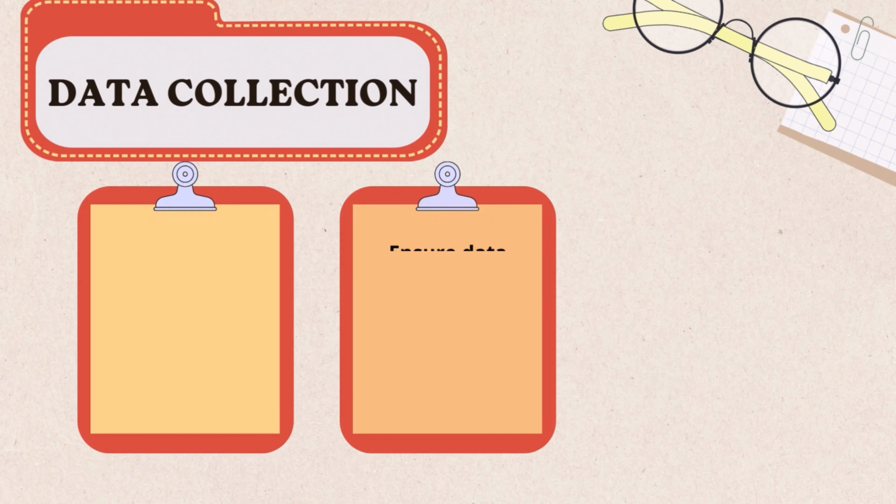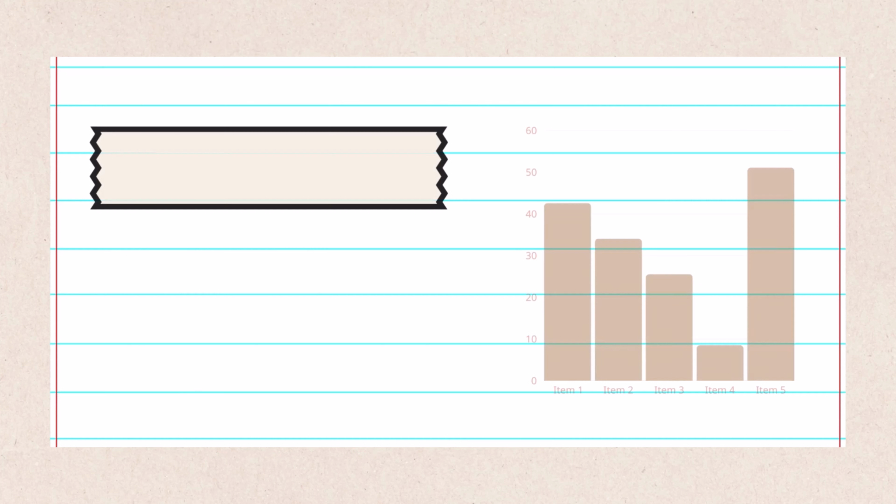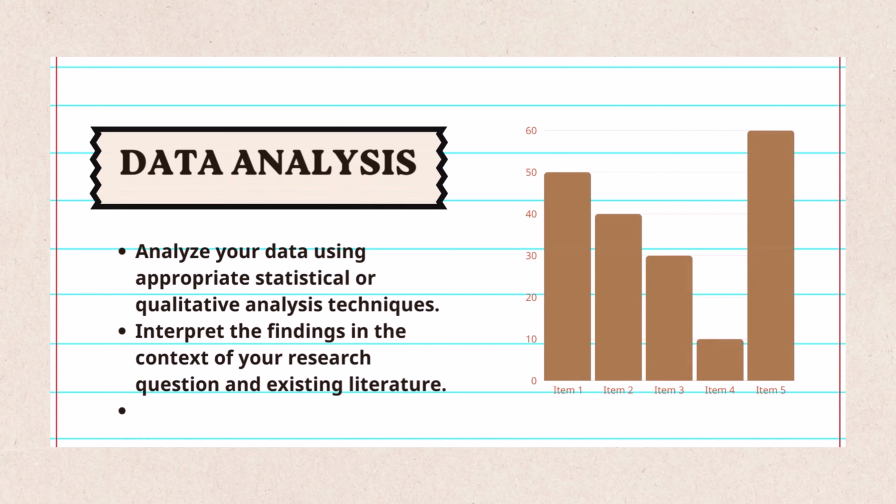Step 6. Data collection. Collect data according to your chosen methodology. Ensure data collection procedures are standardized and reliable to produce valid results. Step 7. Data analysis. Analyze your data using appropriate statistical or qualitative analysis techniques.